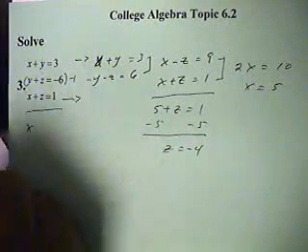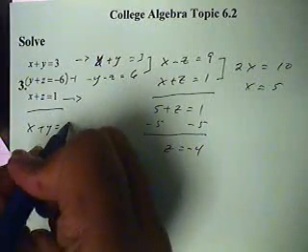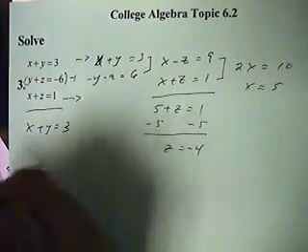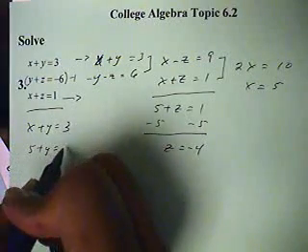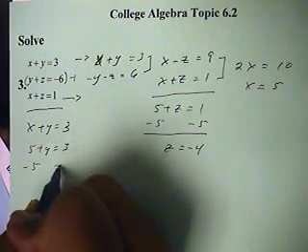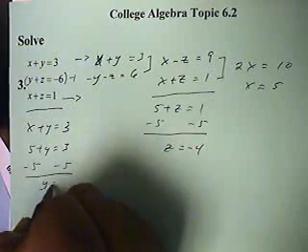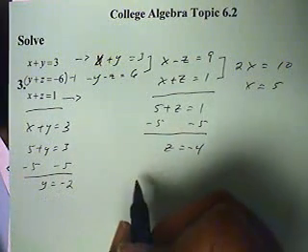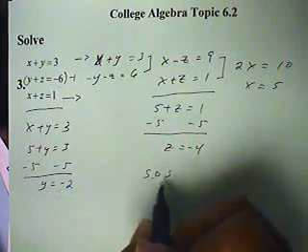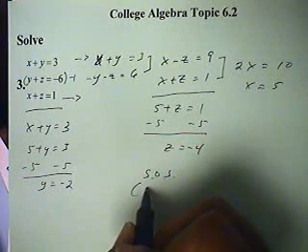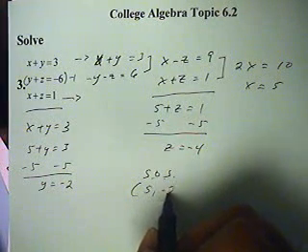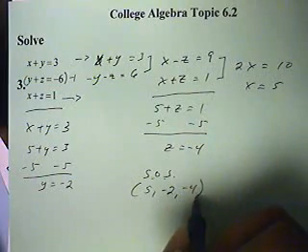So we have x plus y equals 3. And we know x is 5. So 5 plus y equals 3. Subtract 5 from both sides. We'll get y equals -2. So the solution of this system will be x is 5, y is -2, and z is -4.